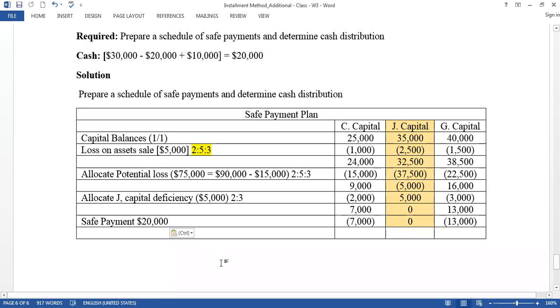So that's all about chapter liquidation.